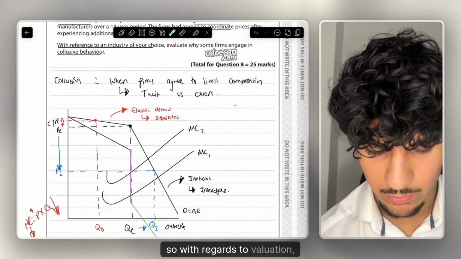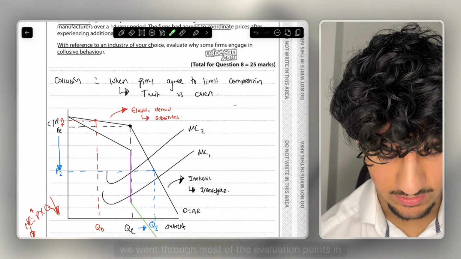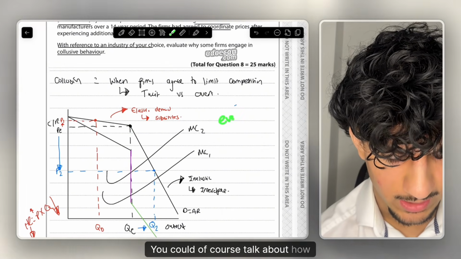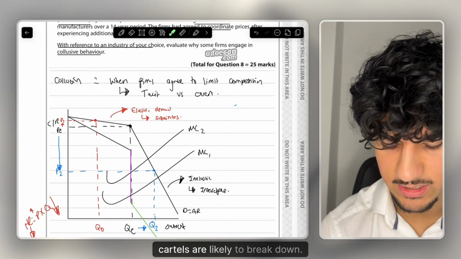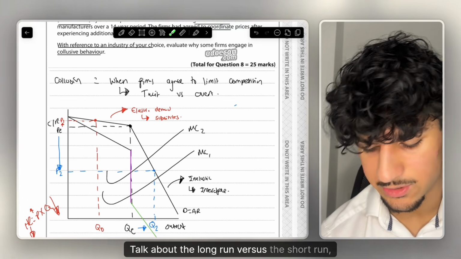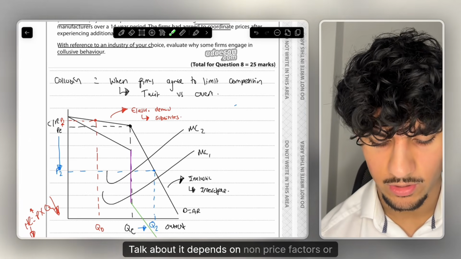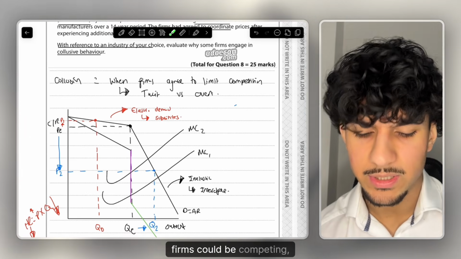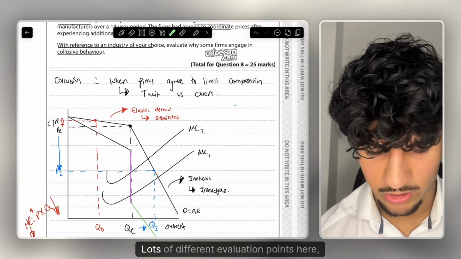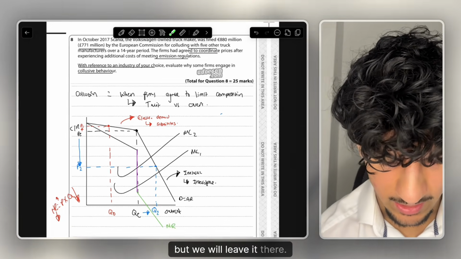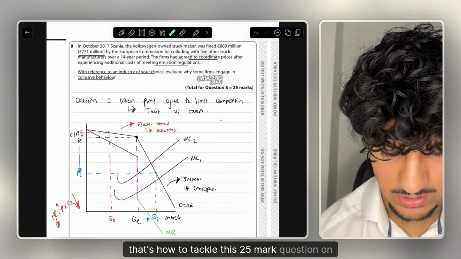Yeah, so with regards to evaluation, we went through most of the evaluation points in the first paragraph. You could, of course, talk about how collusion is unstable, it's very likely to break down, cartels are likely to break down, talk about the long run versus the short run, talk about it depends on non-price factors, or firms could be competing. You talk about things like dynamic efficiency, how it affects consumers, lots of different evaluation points here, but we will leave it there. That's how to tackle this 25 mark question on collusion.